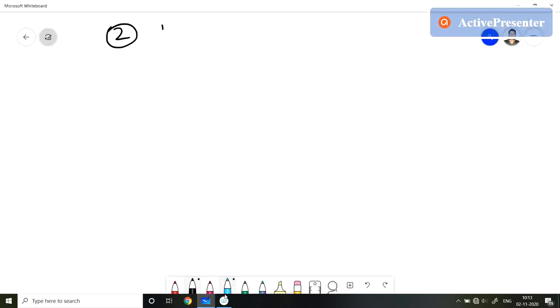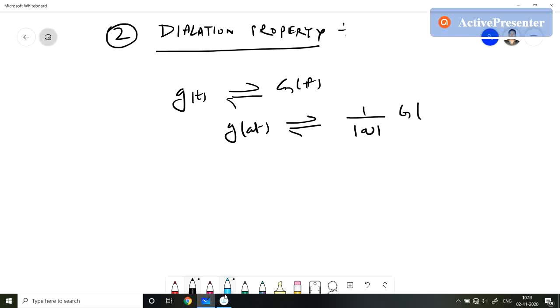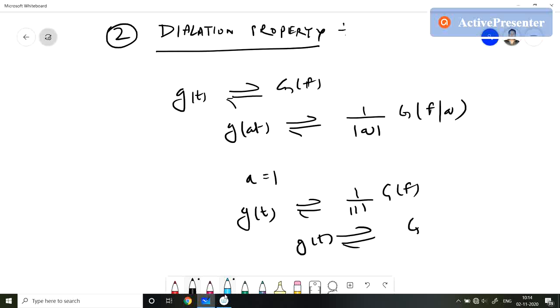So the second property is called the dilation property. According to this property, if gt has Fourier transform gf, then gat has Fourier transform equal to 1 divided by modulus of a times gf by a. If a is equal to 1, then it is 1 divided by modulus of 1 times gf. Let us take a equal to minus 1, that will be a better example.